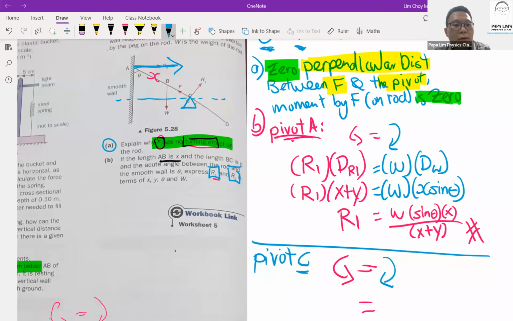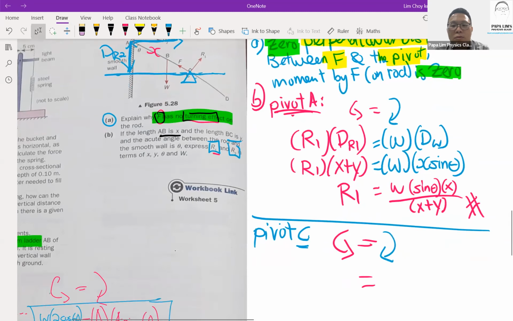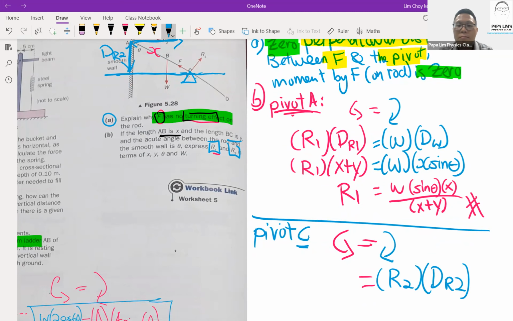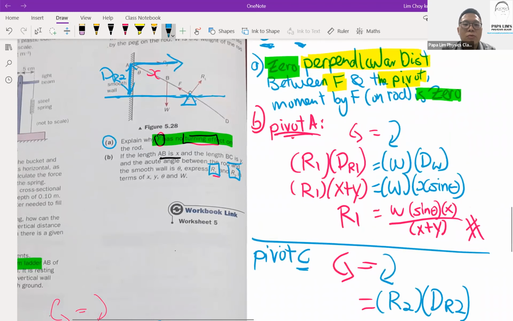If you look at the parallel lines, I will draw a parallel line to R2. The distance between the two parallel lines will be your perpendicular distance, which is here. So this will be your dr2. The moment by R2 will be the force, which is R2, times the perpendicular distance, dr2. The next step is to express dr2, the perpendicular distance of R2, in terms of x and y and theta.